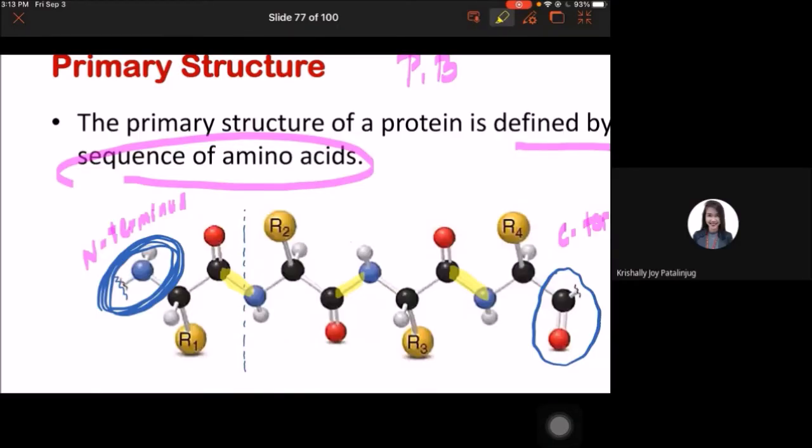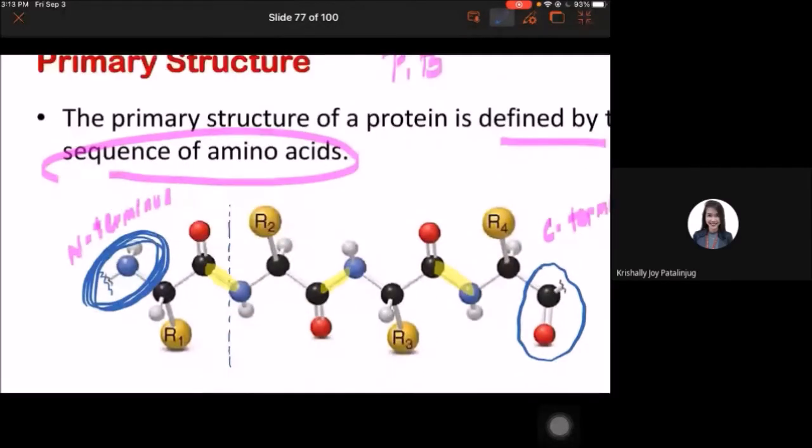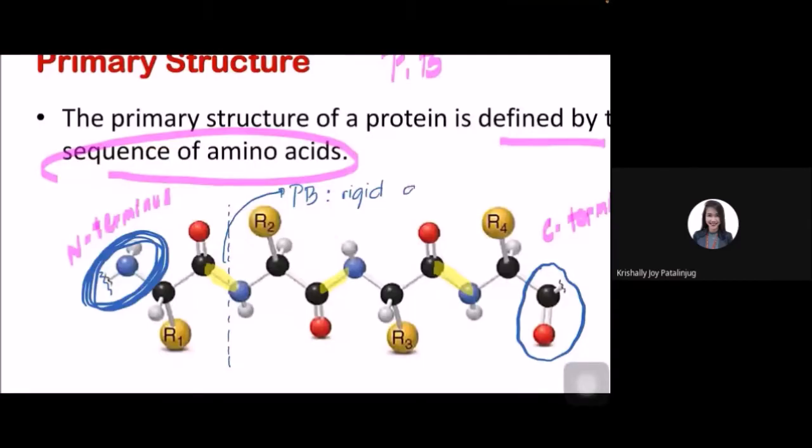Now, talking about the peptide bond, these highlighted peptide bonds, take note, are said to be rigid. That is a characteristic of the peptide bond. Aside from that, it is planar. It is planar, it is rigid. When we say rigid and planar, this tells us that the peptide bond is not capable of rotation.